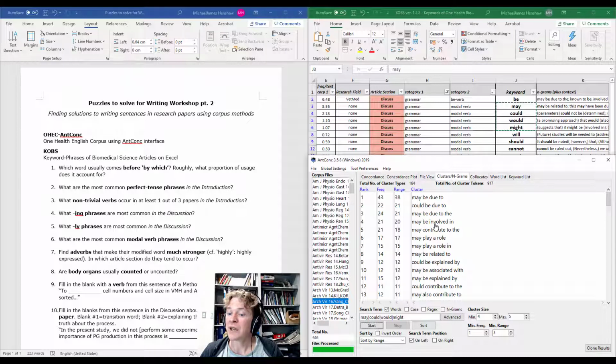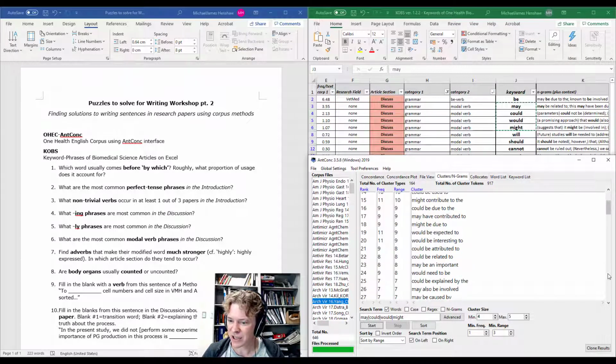May be involved in, I like that one. May contribute to, may play a role in. Okay, now we're getting some interesting verbs to go along with it. Would be expected to, would be interesting to. I like that.